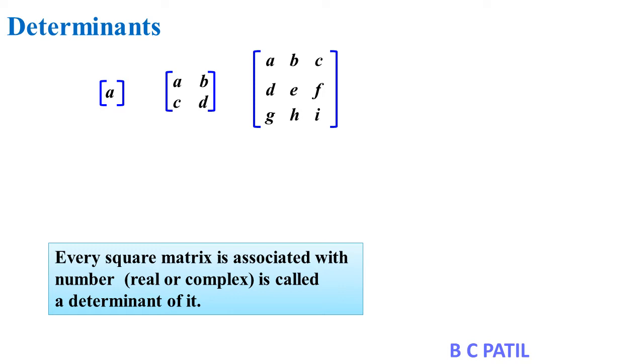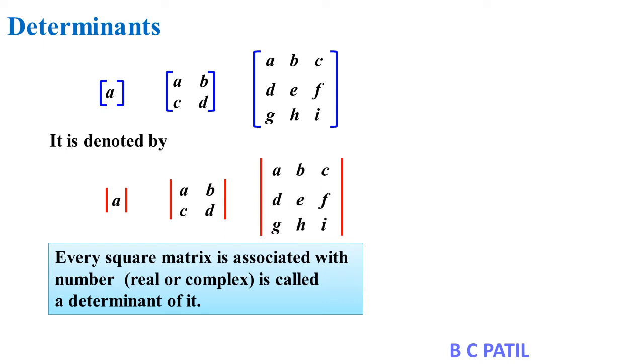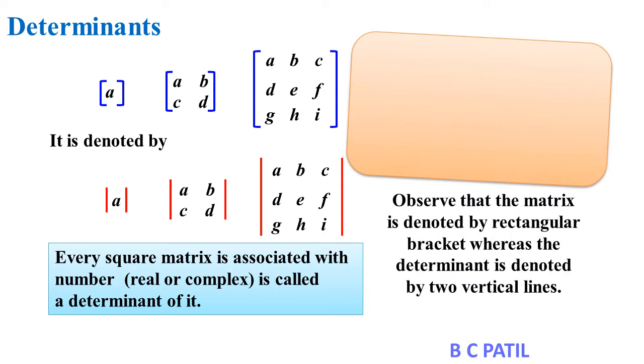So it is denoted by determinant of A for a 1 cross 1 matrix, determinant of a 2 cross 2 matrix A, B, C, D, determinant of 3 cross 3 is determinant of A, B, C, D, E, F, G, H, I. Observe that the matrix is denoted by rectangular bracket, whereas the determinant is denoted by two vertical lines. This is the difference between matrix and determinant.